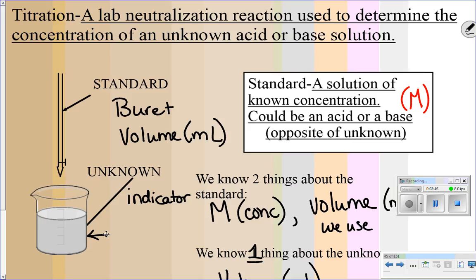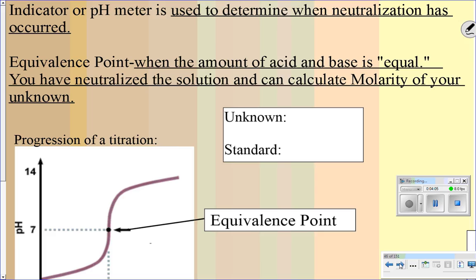And then when we add the base to that, if this is an acid, when we add the base that is from our standard burette, we're going to gradually bring that pH up. And when we get to a neutral point, we hope to know that with our indicator solution, we will then know essentially that we're done. So an indicator or pH meter is used to determine when that neutralization has occurred.